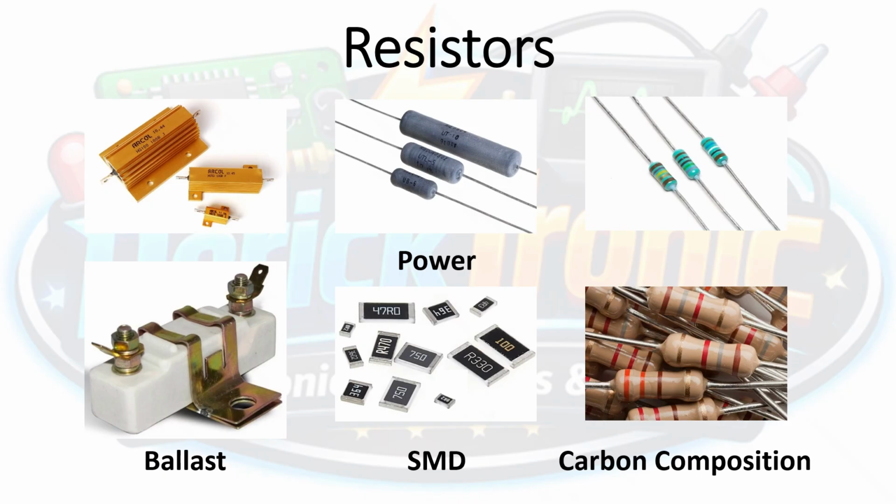As you can see in this slide, carbon composition resistors have color stripes on their body. The one at the bottom has 4 color stripes, while the one at the top has 5 color stripes. The one at the bottom is popularly known as a 4-band resistor, while the one at the top is known as a 5-band resistor. Knowing how to read these color stripes properly, as mentioned earlier, determines the value of the resistor in ohms and its tolerance.